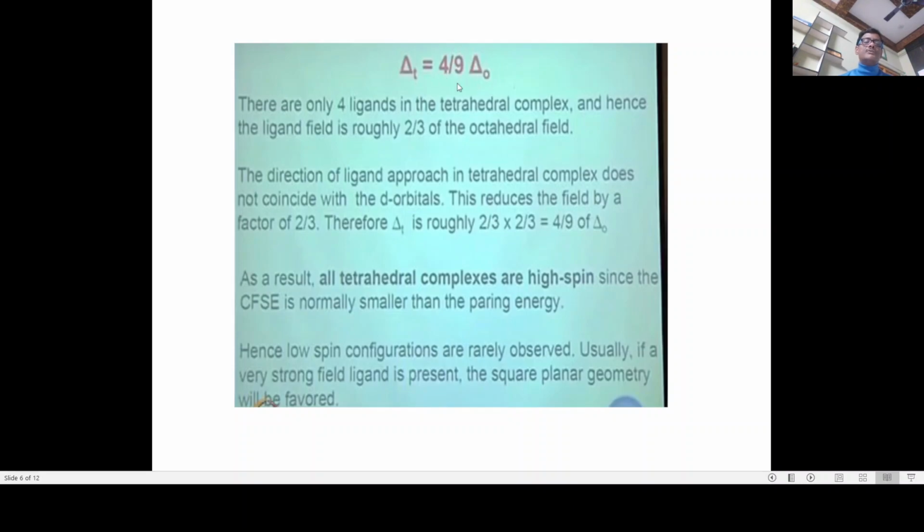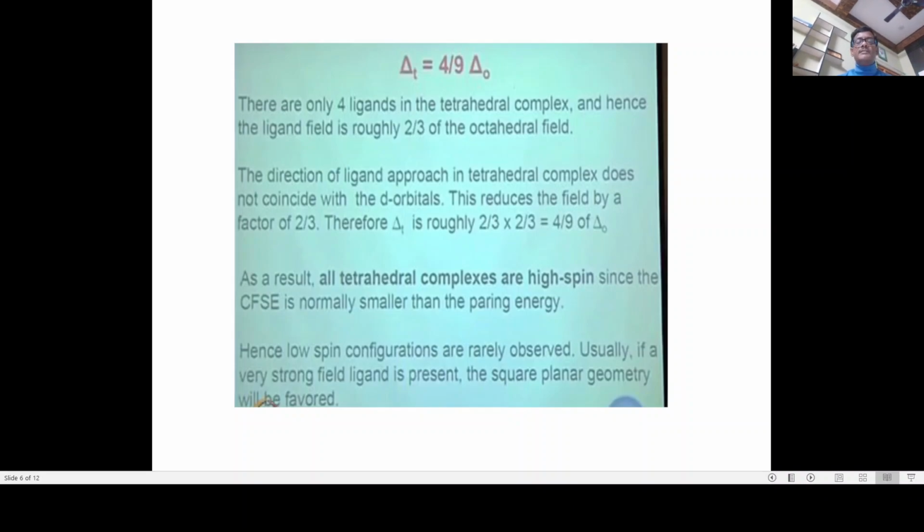If you compare to the octahedral complexes, the splitting energy delta t is 4/9 of delta o. There are 4 ligands in the tetrahedral complex, hence the ligand field is roughly two-thirds of the octahedral complex. The direction of the ligand does not coincide with the d orbitals, which reduces the field by a factor of 2/3.